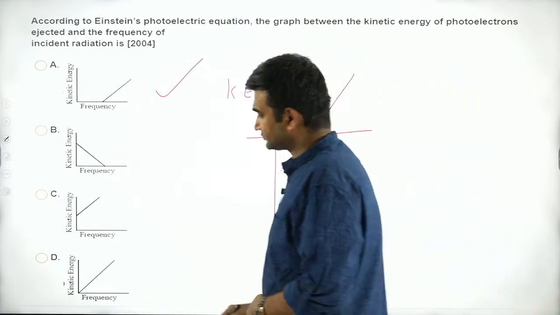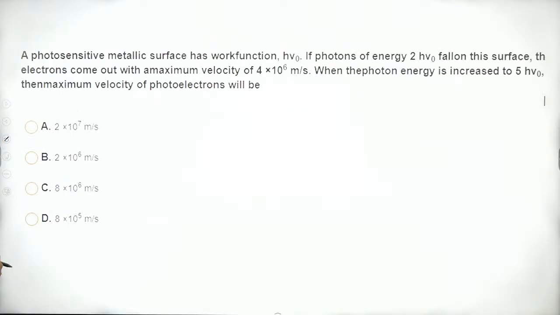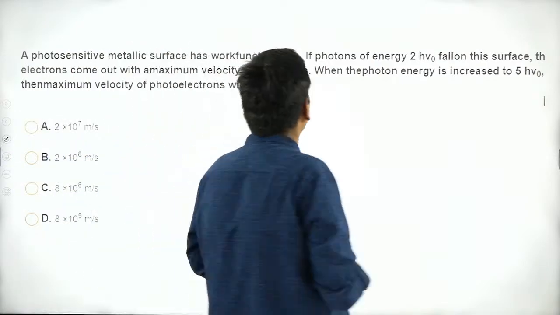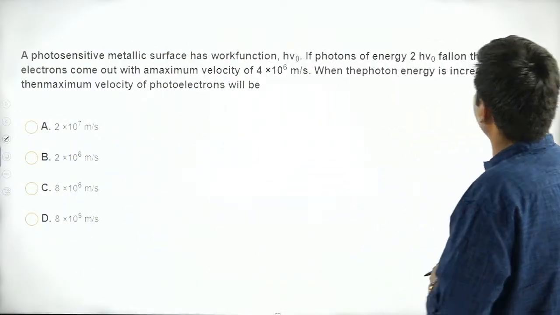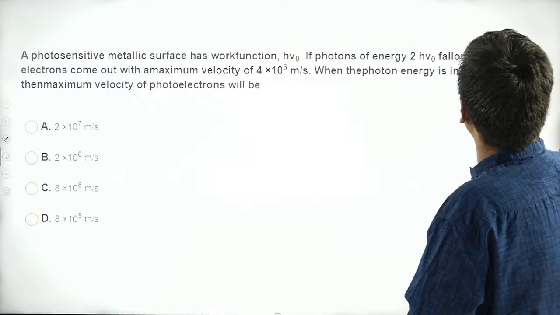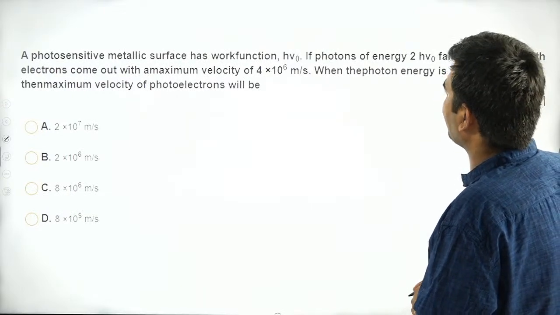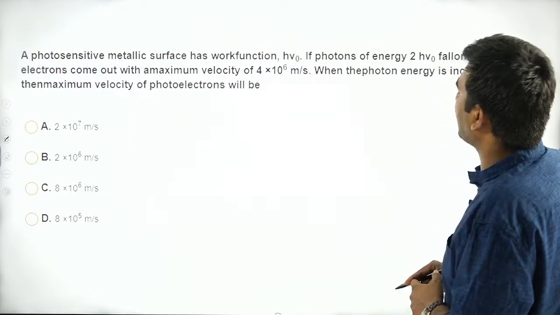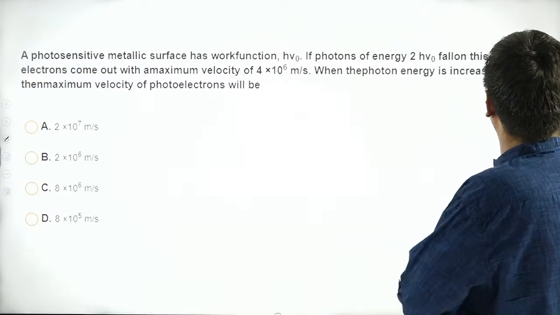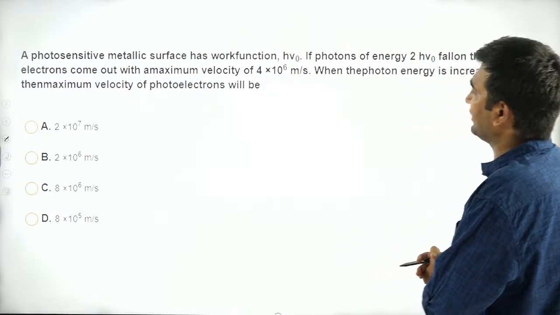Next, a photosensitive metallic surface has work function h nu naught. If photon energy 2 h nu naught falls on this surface, the electrons come out with a maximum velocity 4 into 10 power 6 meter per second. When the photon energy is increased to 5 h nu naught, then what will be the maximum velocity of electrons?